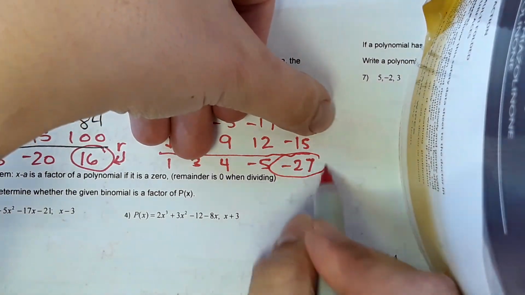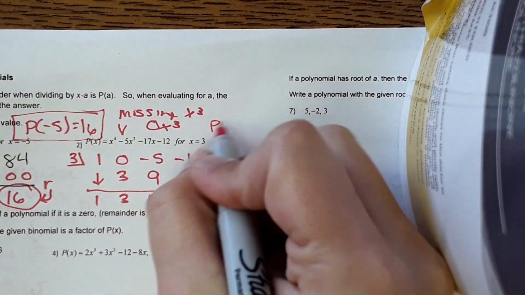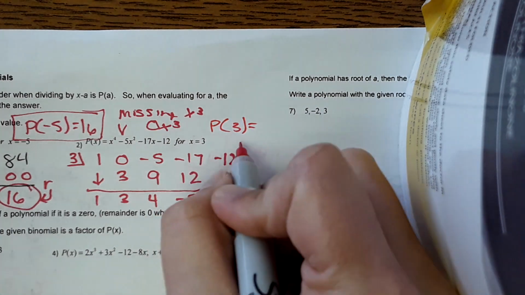So the answer here is the remainder, which is negative 27. So p of 3 equals negative 27.